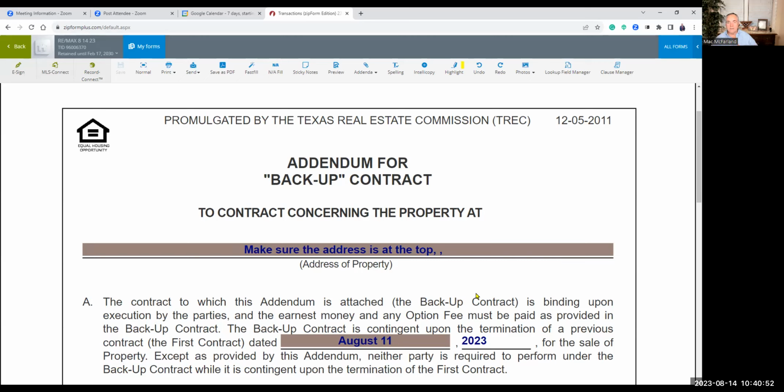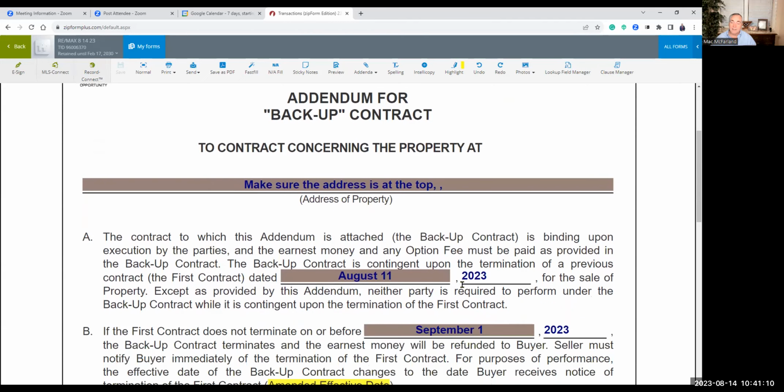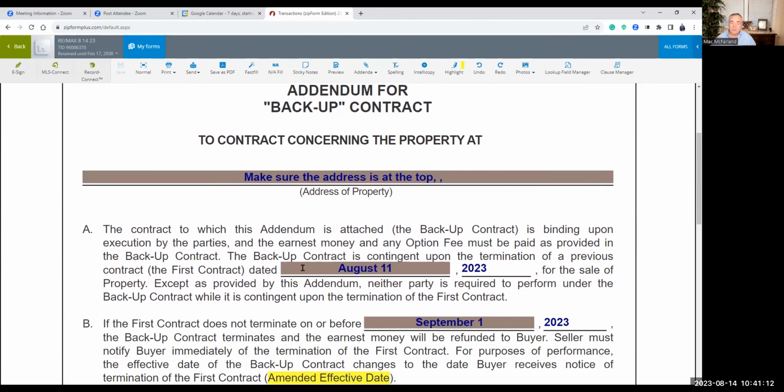As a listing agent, I want a backup because now that gives the power to the seller. If this buyer starts demanding a lot of things, we can say, you know what, we're done. We're not going to do it. Either take it like it is or we're out of here. Right. And then you take the backup. So it can work both ways, and I absolutely love it. On this one, the date that we need in here is the effective date of the first contract. So you're going to need to get that from the listing agent.